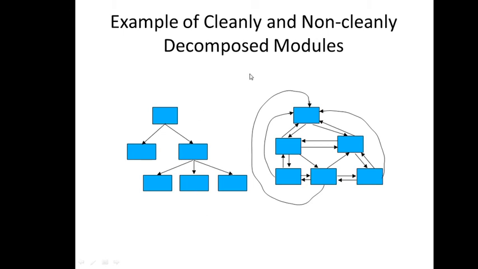So now, what is a clean decomposition? The first structure that is represented here is a cleanly decomposed set of modules. This is the root module, which is decomposed into two, further decomposed into three submodules. So we can see the flow. The top module is known as the superordinate module, while the lower ones are known as subordinate modules. Clean decomposition means a superordinate module can call a subordinate module, not vice versa.